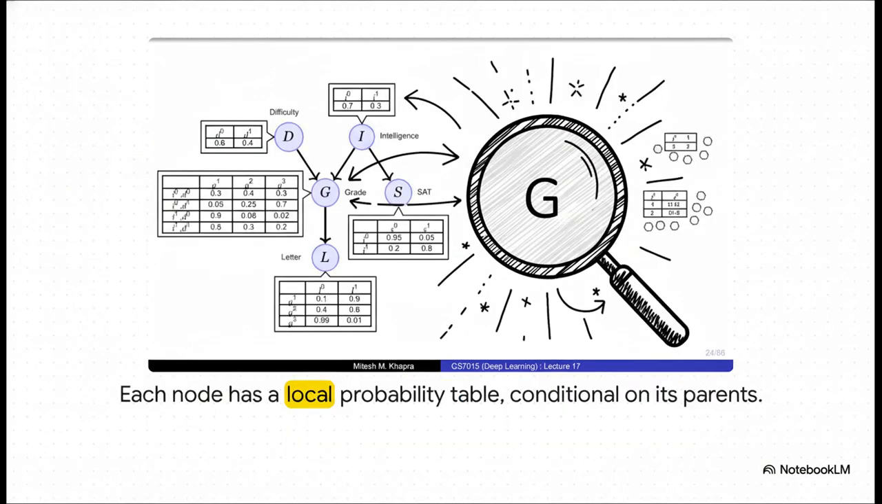And this is the breakthrough. Remember that massive, impossible joint table? It's gone. Instead, each node now has its own small, manageable, local probability table. Let's just zoom in on grade. Its table only depends on its direct parents in the graph, difficulty and intelligence. It doesn't care about SAT or letter directly at all. Every single node just has a compact little conditional probability table, or CPT, that tells us the influence of its parents. This is infinitely more manageable.